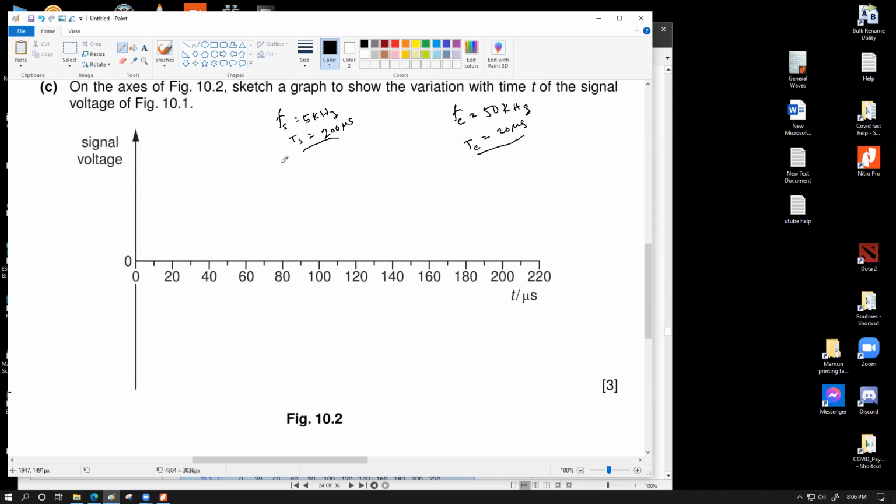Now then comes the easier part. On the y-axis we don't have any scale, so we don't have to show this by an appropriate value, but we have to keep the proportions proper.